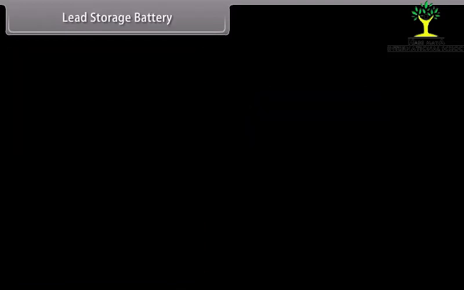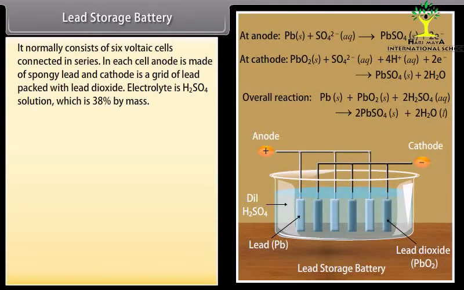Lead storage battery. It normally consists of 6 voltaic cells connected in series. In each cell, anode is made of spongy lead and cathode is a grid of lead packed with lead dioxide. Electrolyte is H2SO4 solution, which is 38% by mass.